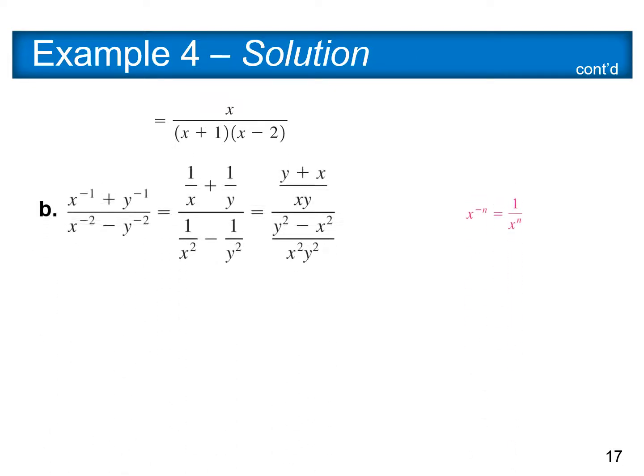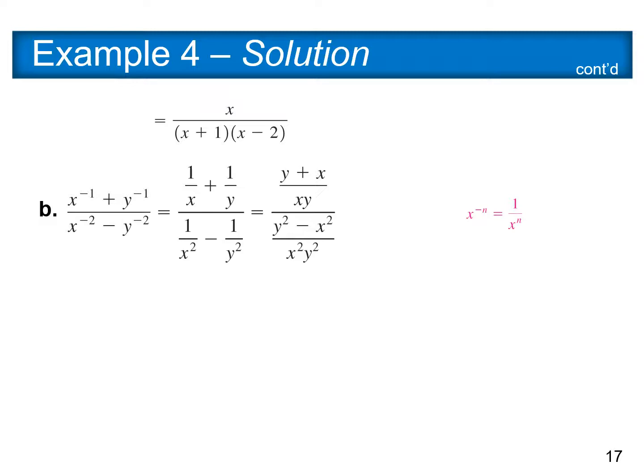On the second example, I have x to the power of minus 1 plus y to the power of minus 1, divided by x to the power of minus 2 minus y to the power of minus 2. I can rewrite the x power. Whenever you have a number to the power of minus 1, you can write it as 1 divided by whatever the minus 1 was on the power of. So that's why I have 1 over x. Same thing for the y. I have plus 1 over y divided by 1 over x squared minus 1 over y squared.